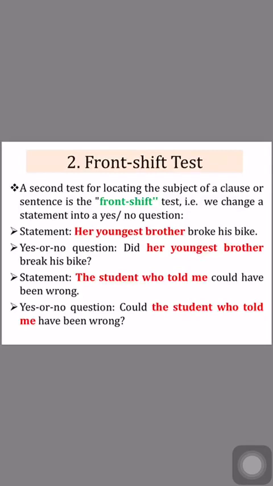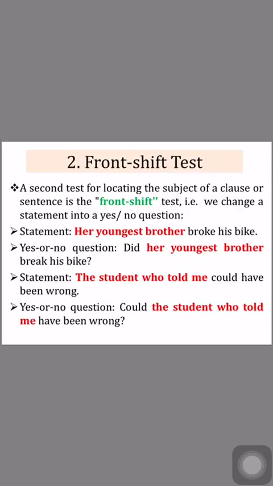in this case, we will say, for example, do, does, did, and the main verb will be in its base form. Could, again, the main verb will be in the base form unless it is preceded by another auxiliary, that is the primary auxiliary. Okay, so did her youngest brother break, not broke. Why? Because it is supposed to be the base form. So did her youngest brother break his bike, with a question mark.